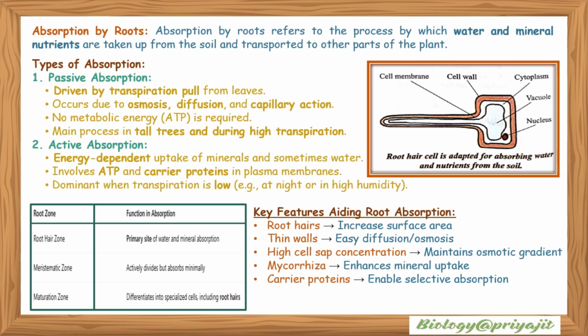So, absorption by roots. Absorption by roots refers to the physiological process by which water and mineral nutrients are taken up from the soil and transported to other parts of the plant.